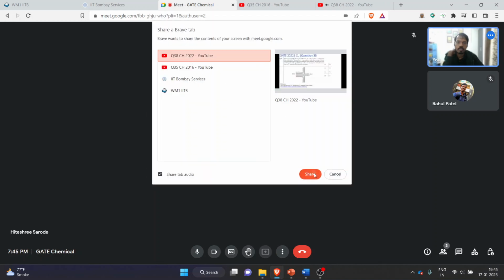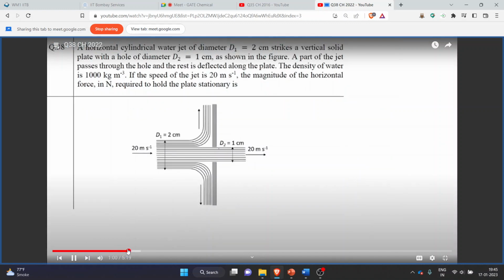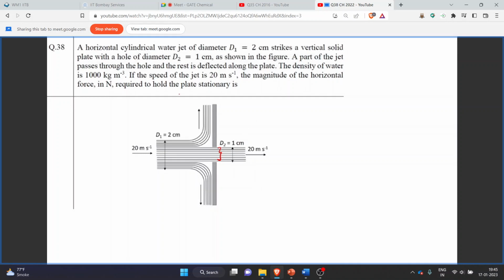This is question number 38 of the chemical engineering paper. The question is related to fluid mechanics. Over here we have a hole of diameter 1 centimeter, and a part of the jet passes through the hole and the rest is deflected. So basically this much passes through and the other part of the fluid is deflected. We have been given the velocity, that the speed of the jet is 20 meter per second, and we have been asked to find the magnitude of horizontal force in Newton required to hold the plate stationary. That is, we have been asked to find the force.